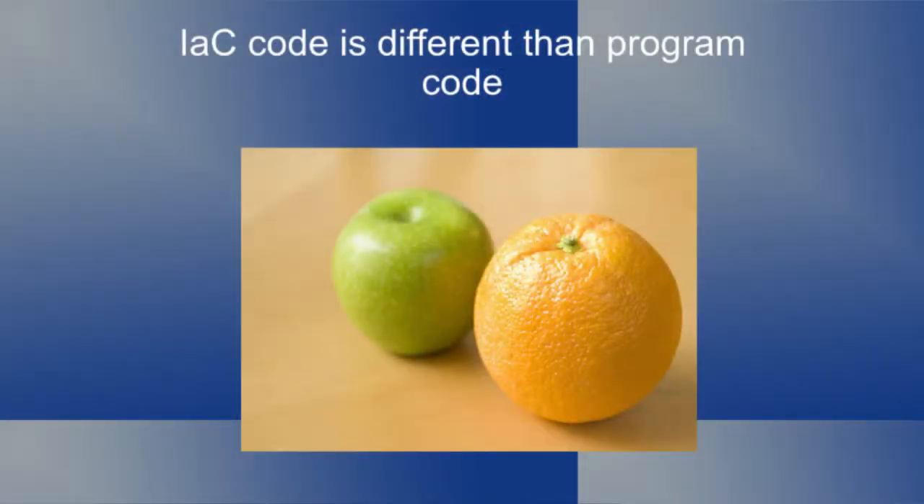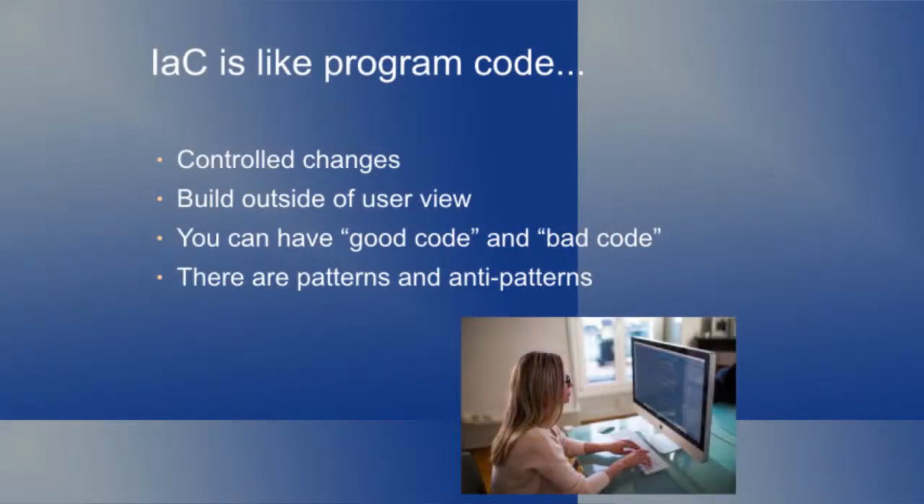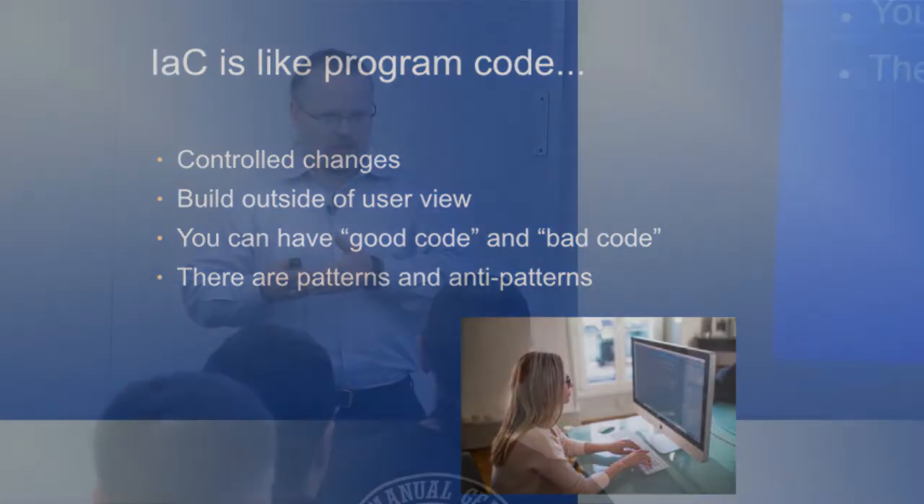Infrastructure as code is a little bit different than program code. There are a lot of similarities, but there are some key differences that I'd like to talk about. First, let's talk about the similarities. We control the changes. We build the things outside of the user's view. This is the classic don't develop in production.